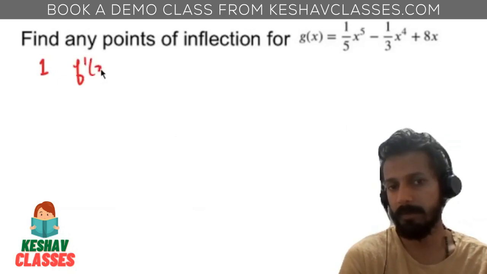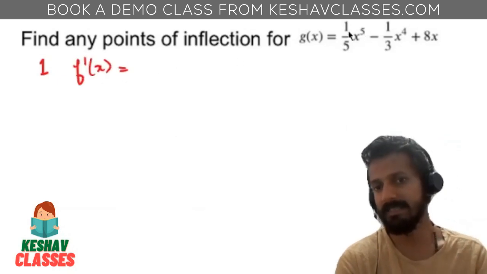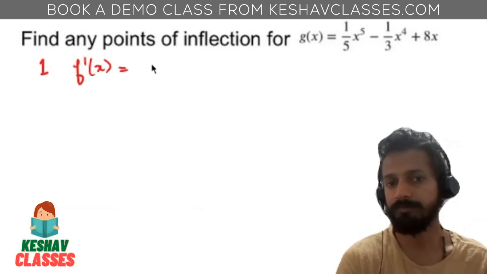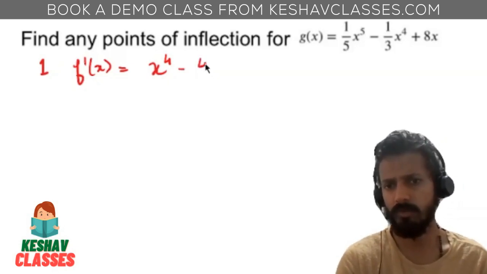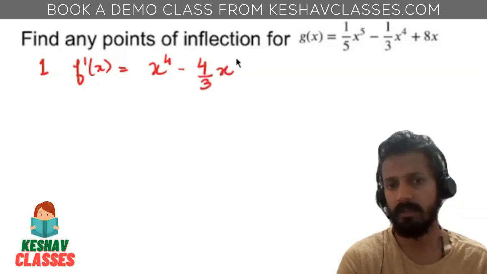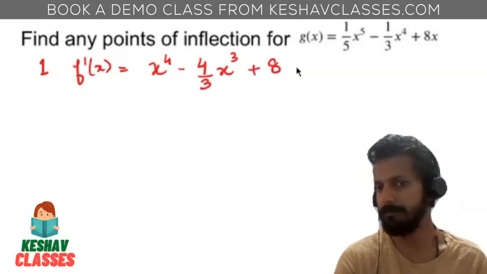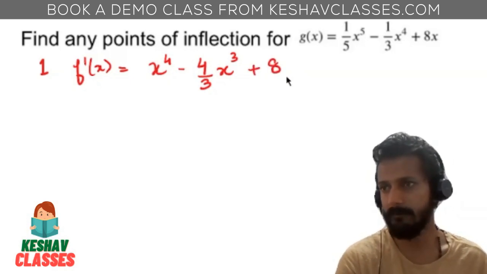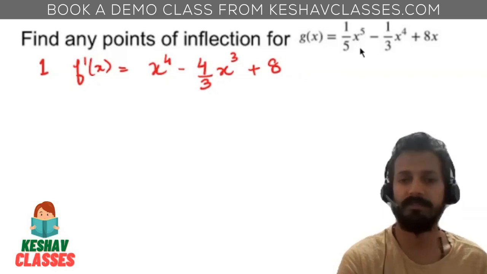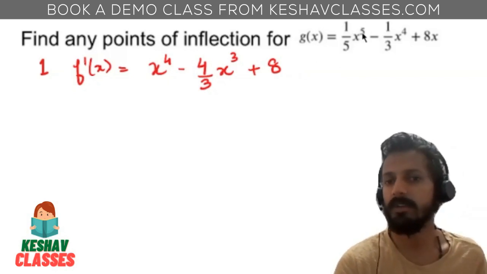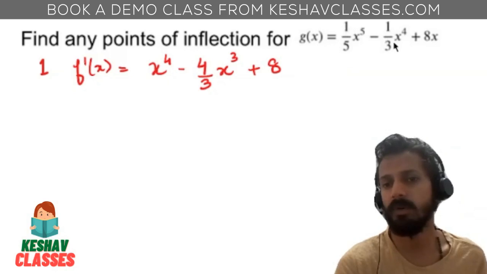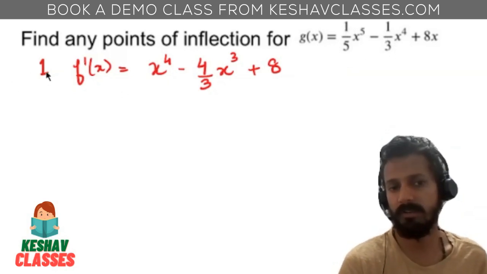f prime of x in this case would be equal to x to the power of 4 minus 4 by 3 x cube plus 8. Yes, this is f prime of x. I've not done anything special, you just bring down the power and you reduce it by 1, and we have been doing this all along.